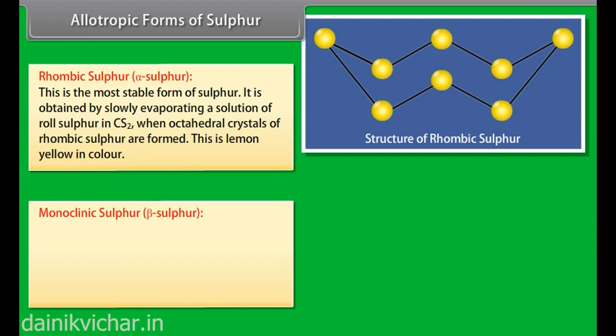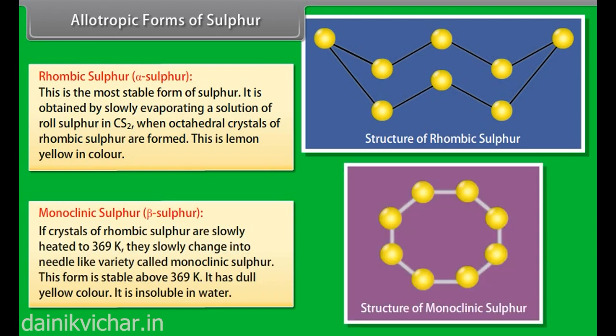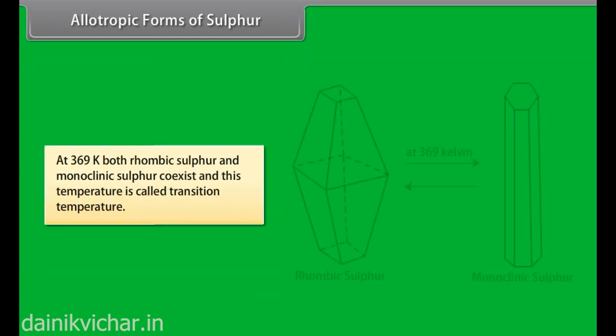Monoclinic sulfur. If crystals of rhombic sulfur are slowly heated to 369 Kelvin, they slowly change into a needle-like variety called monoclinic sulfur. This form is stable above 369 Kelvin. It has dull yellow color. It is insoluble in water. At 369 Kelvin, both rhombic sulfur and monoclinic sulfur coexist, and this temperature is called transition temperature.